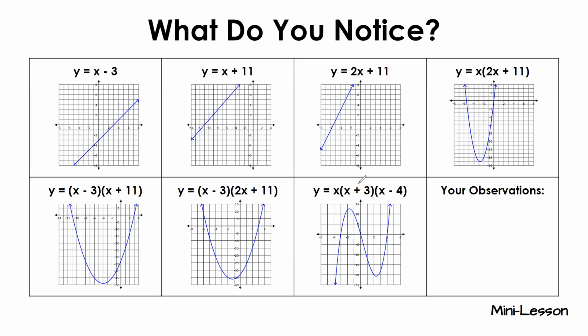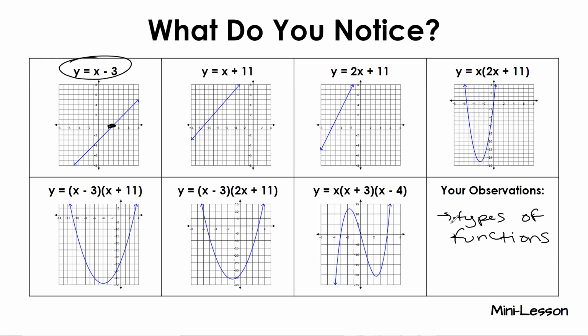So we're seeing a couple different types of functions. Is there anything else that you see between the equation and the graph? You see a blue line. Some of them have a vertex, while the rest of them are linear lines. Okay, so some of them are lines and some of them are quadratics.